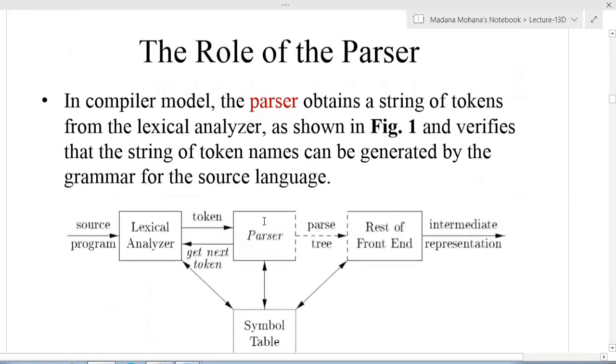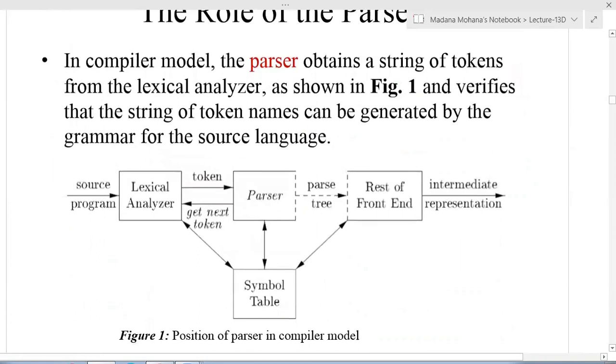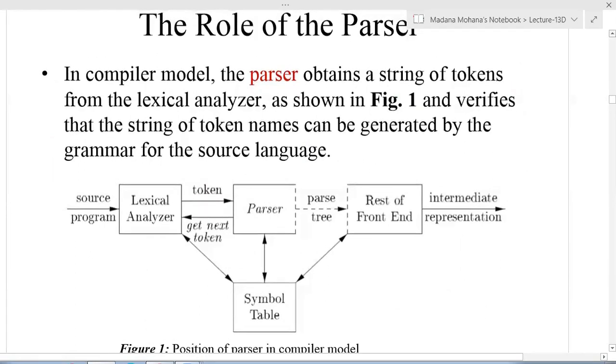Now let us see the role of the parser, which can be shown in the following diagram. In the compiler model, the parser obtains a string of tokens from the lexical analyzer, as shown in figure 1, and verifies that the string of token names can be generated by the grammar for the source language. This is the role of the parser. Diagrammatically, you can see that for lexical analysis, we discussed the role of the lexical analyzer or scanner, and that part of the diagram is included here itself.